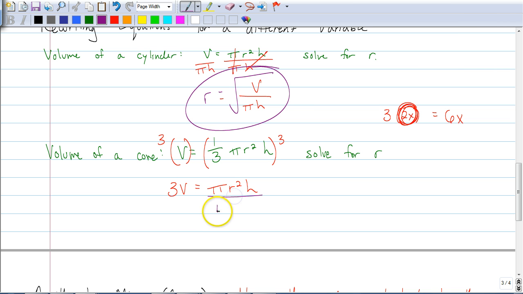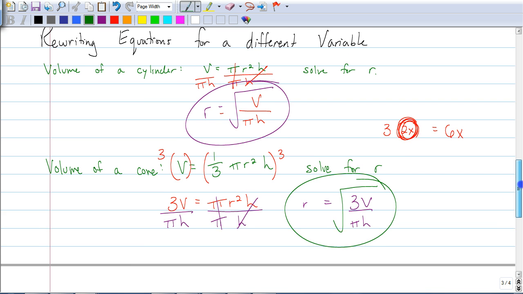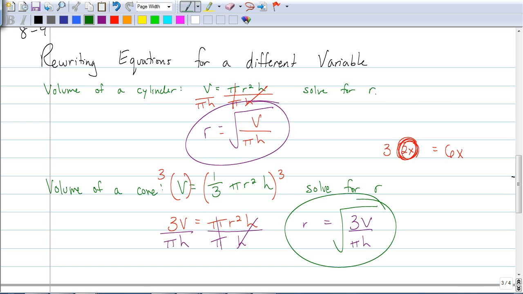Now my goal is to get the r by itself. So I'm going to divide both sides by pi and h, giving me r squared equals 3v divided by pi and h. Again, the only thing that undoes a square is taking a square root. So I take the square root of both sides, leaving me with r equals the square root of 3v divided by pi times h. And that's my answer. I'm not going to do anything more with that.